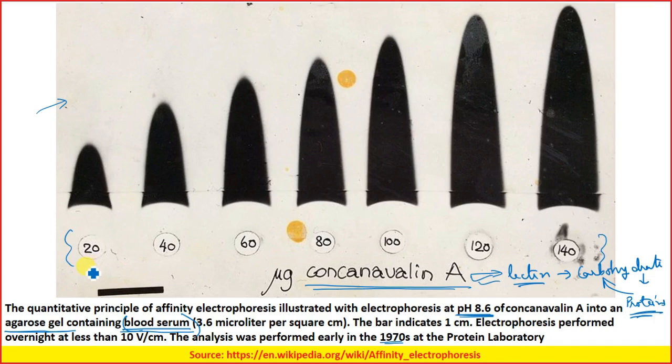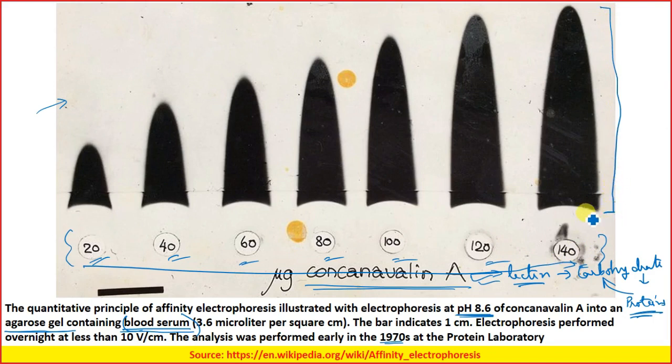If you see, as we move from left to right, there is an increase in the concentration of the concanavalin A within the cells. So here we have 20, 40, 60, 80, 100, 120 and 140. Now if you see, as the concentration of the analyte is increased, the height of the peaks which are observed also increases.